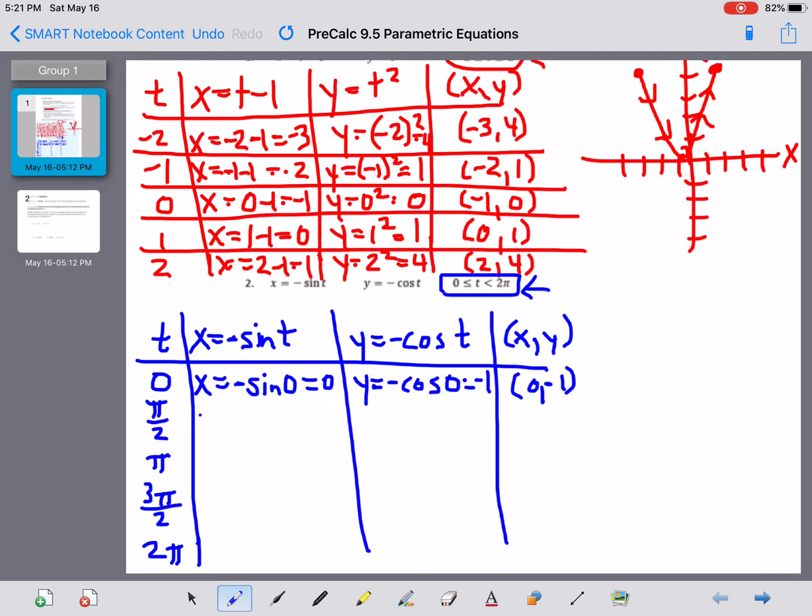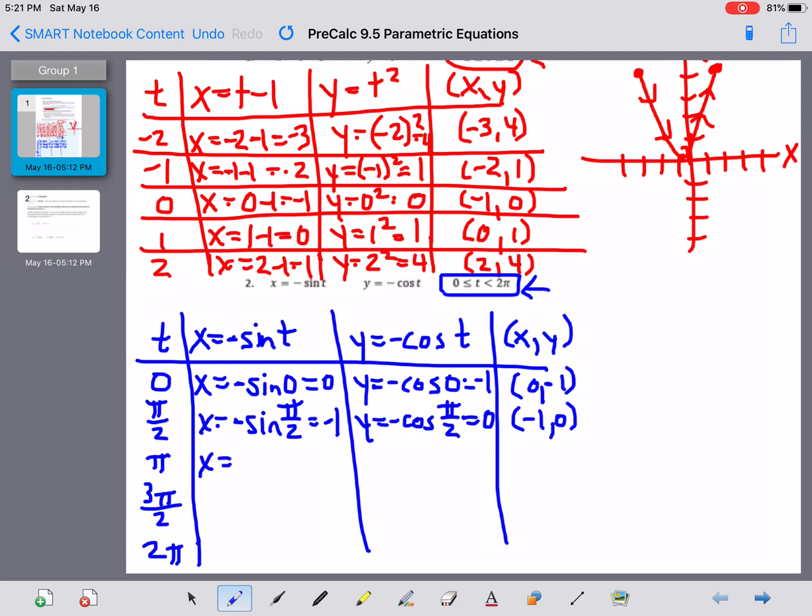All right, going to pi over 2. Negative sine of pi over 2. That's like 90 degrees up at the top of my unit circle. The sine of pi over 2 is 1. I have that negative out front, so it makes it negative 1. When I do negative cosine of pi over 2, well, the cosine of pi over 2 is 0. The negative's really not going to affect it. That stays 0. And I end up with the ordered pair of negative 1, 0.